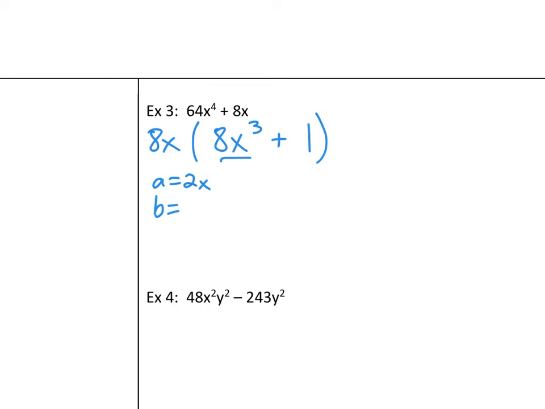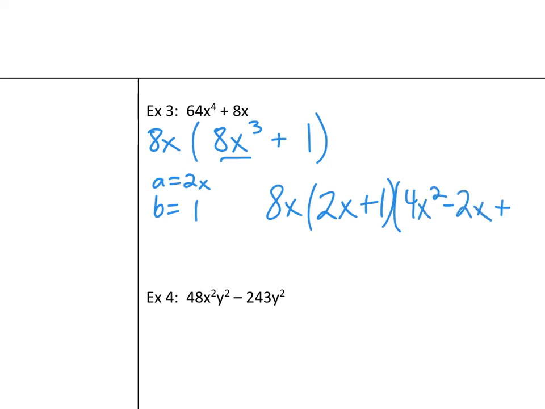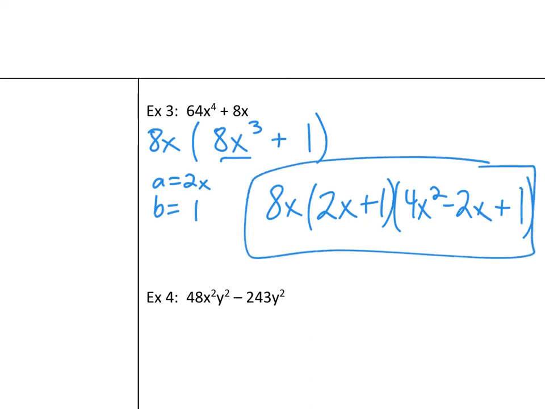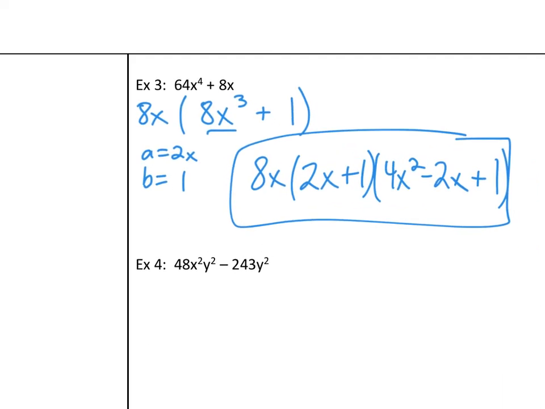That's alright. Oh, bummer. What's B going to be? 4. 1. Cool. So we leave our GCF outside. Our first set of parentheses is going to have what? 2x plus 1 because it's a sum. Then what? 4x squared minus 2x plus 1. Great job. That's it. Questions?